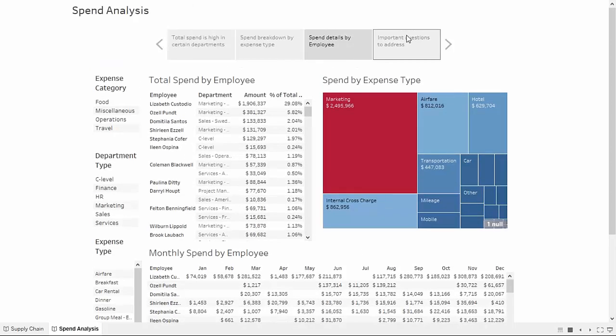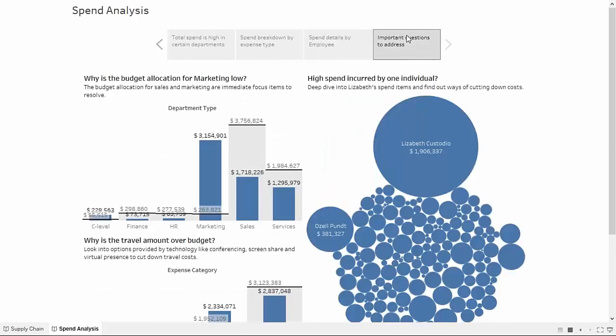Now we have a few important questions to answer. We clearly were able to make out that the marketing team was not given enough budget and they had spent a lot of money more than what the budget was allocated. Maybe we want to talk to the marketing head, understand the requirements, come up with an amicable solution and try to bring this down, or maybe increase the budget.